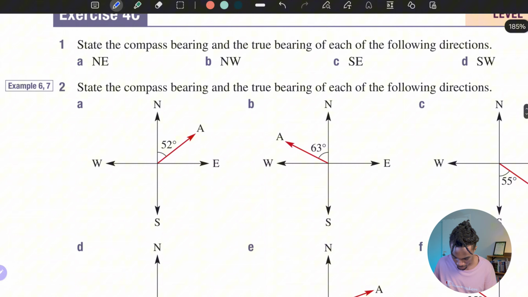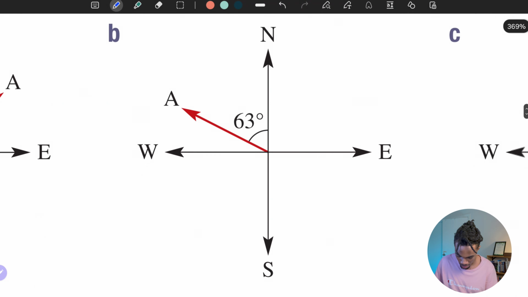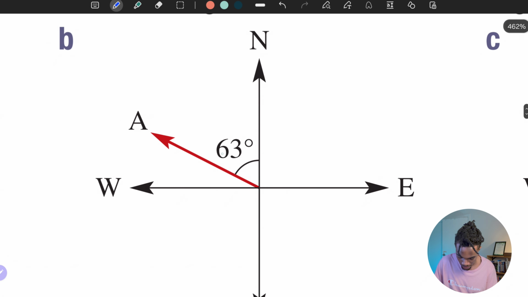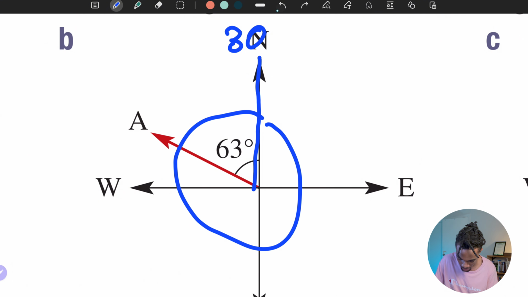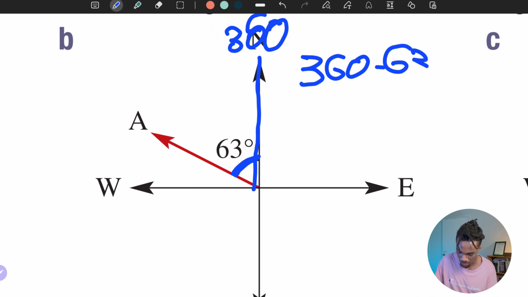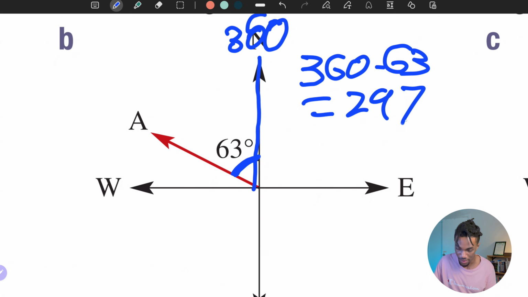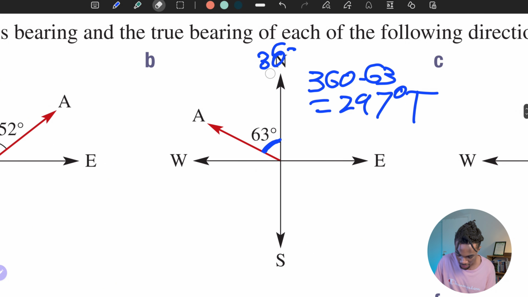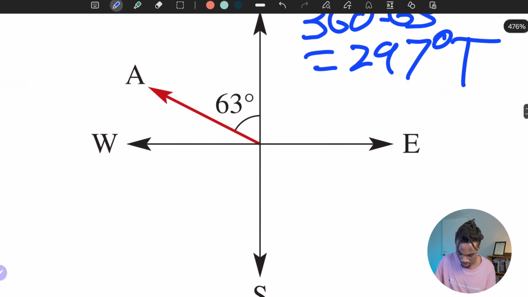Right, so this one here, B, what is the true bearing? We know that this is 360 degrees, and there's 63 degrees here. All we have to do is 360 minus 63, which equals 297.